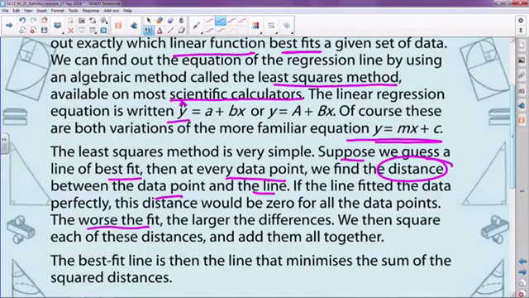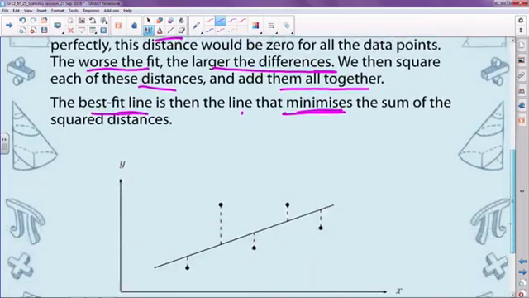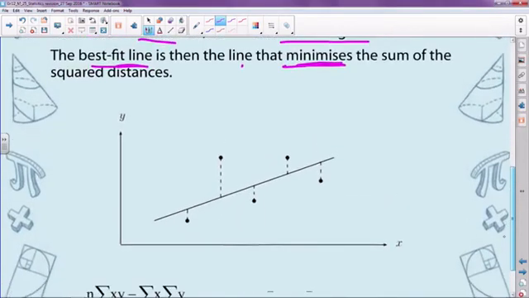However, the worse the fit, the larger the differences get. We then square each of these distances and add them all together. The best fit line is then the line that minimizes the sum of all these squared distances. If we illustrate what that looks like, this is what we're saying.